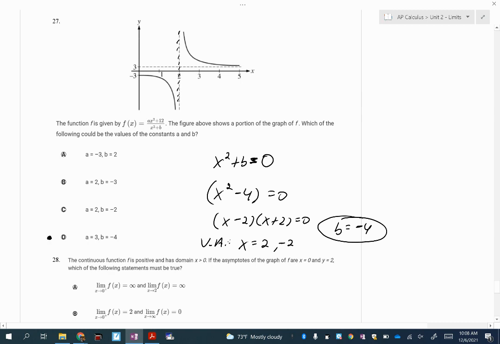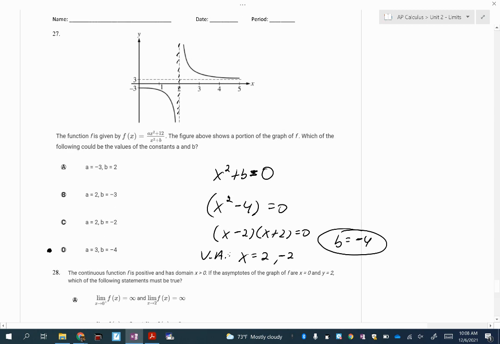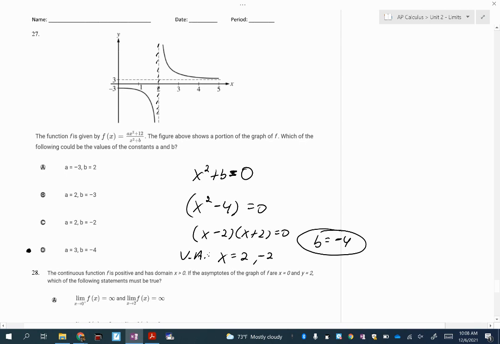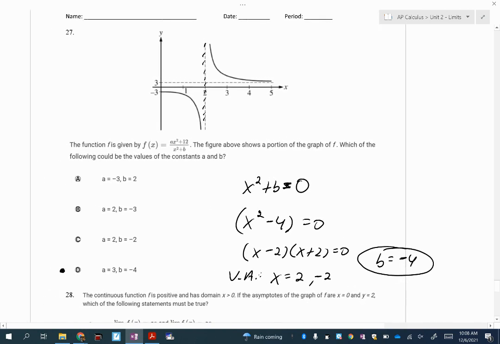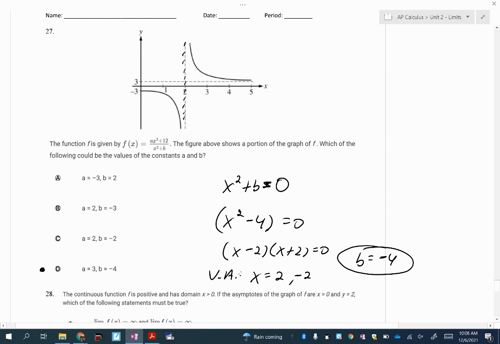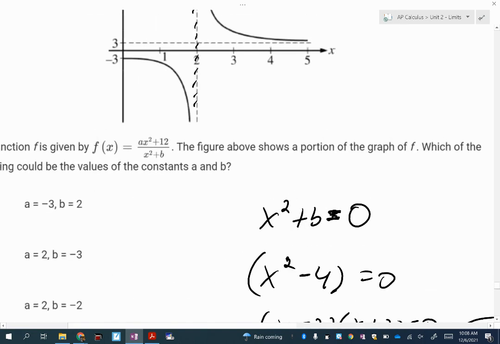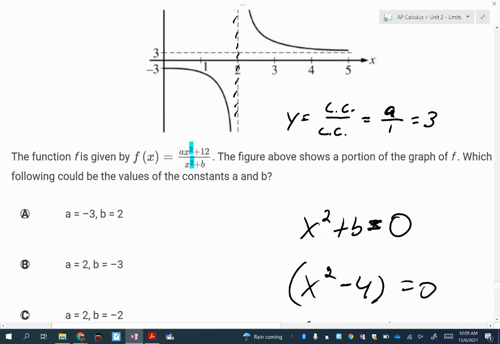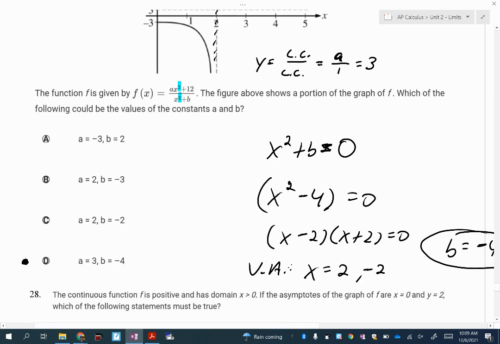But let's talk about my a value. If you remember from your days in pre-calculus in Algebra 2, to find the horizontal asymptote, let me zoom in on it, when the degrees are the same, it's y equals the leading coefficient of the top over the bottom. So that would be a over 1 must be equal to 3. So a has got to be positive 3, which matches what I was thinking with answer choice D.